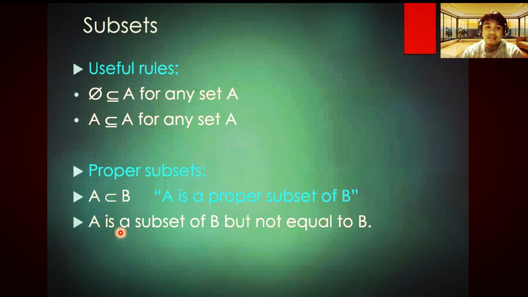So, lahat ng subset ni A or lahat ng subset ni B is considered a proper subset except sa null set and yung set itself. So kahit na anong set, lahat ng subset niya except si null set and yung buong set mismo are considered proper subsets. So si null set and yung set mismo are called improper subsets.